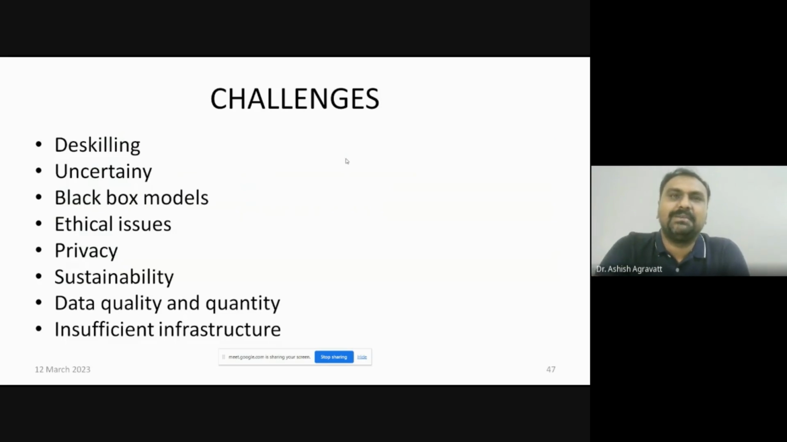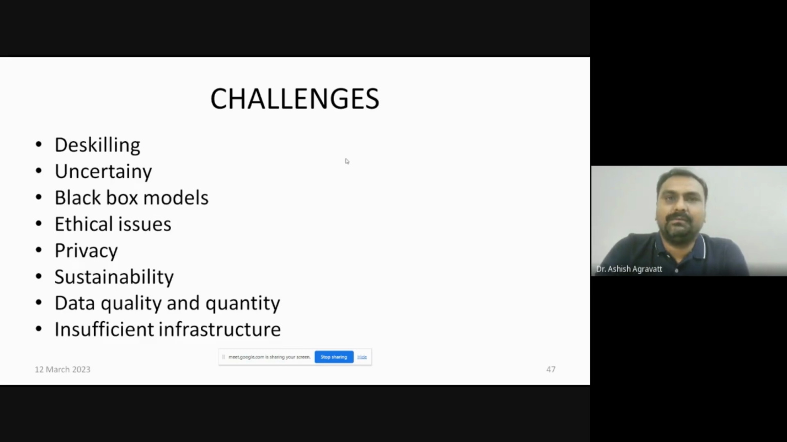Our laboratory physicians may face a chance of de-skilling. There will be uncertainty with the black box model, that is a lack of transparency. We don't know in exact detail how these machines are going to give us the data, so there is always a black box model. There may be the chance of ethical issues, that the model can discriminate, or there can be a privacy issue. Data security is the main issue, and sustainability, because these machines are only as good as our humans.